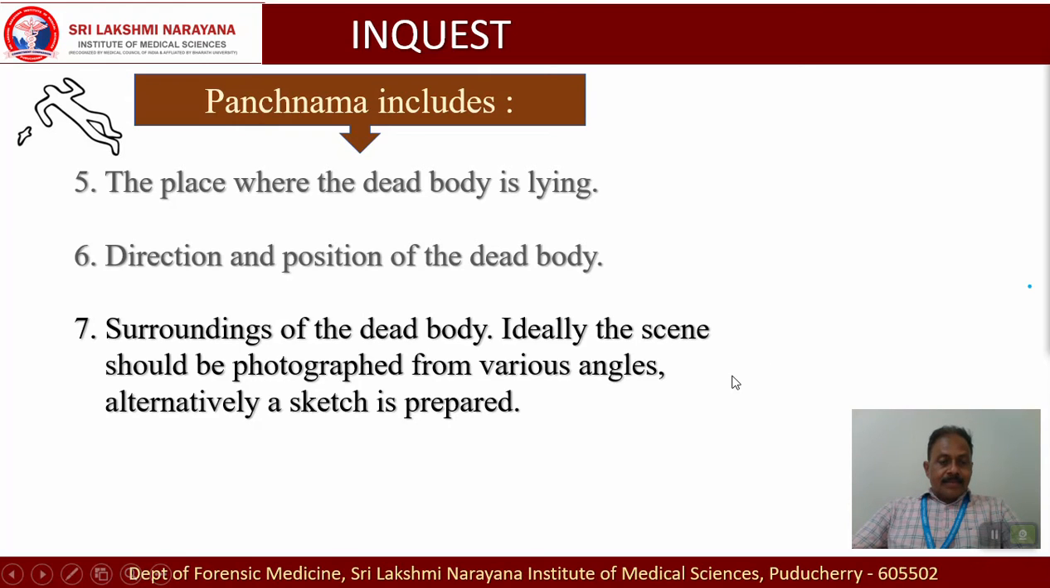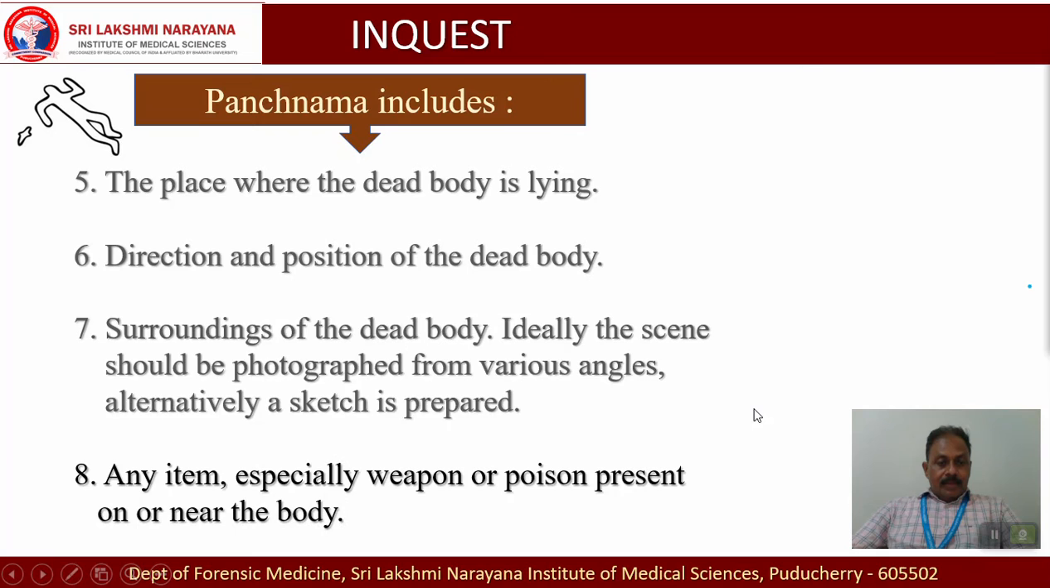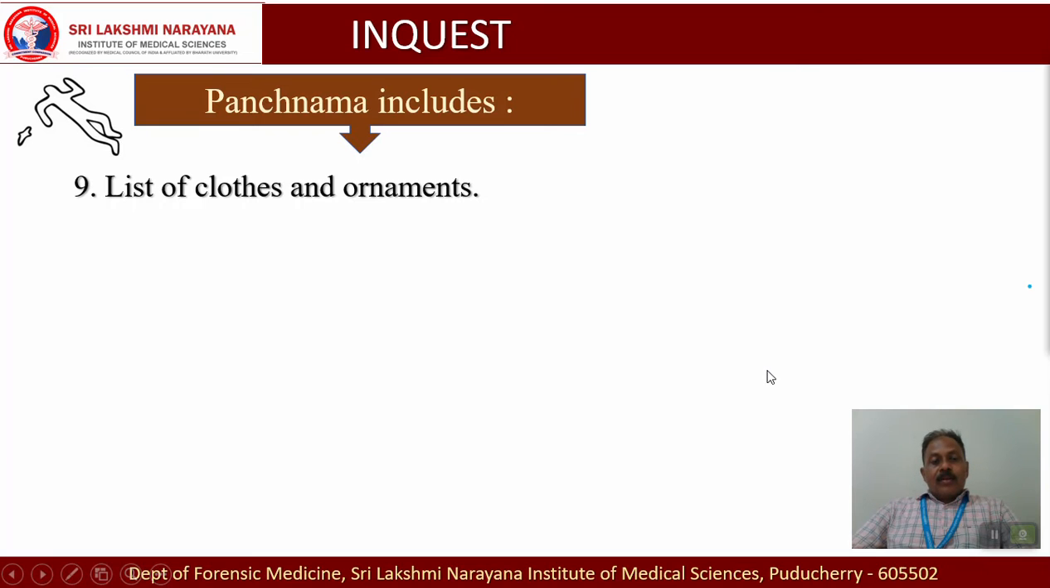poison, pellets. The police officer may even prepare a sketch from various angles or take a photograph. Any item that is a weapon or poison present on the body or near the body. List of the clothes and ornaments, all details, inner and outer clothing, ornaments. Ornaments may be listed as yellow metal or white metal.